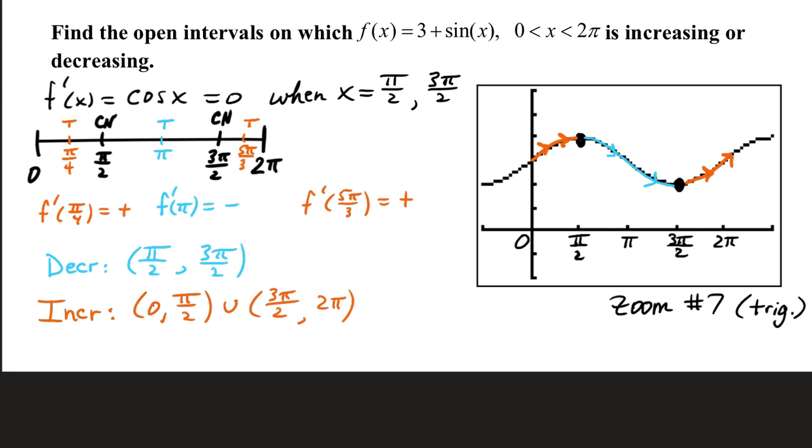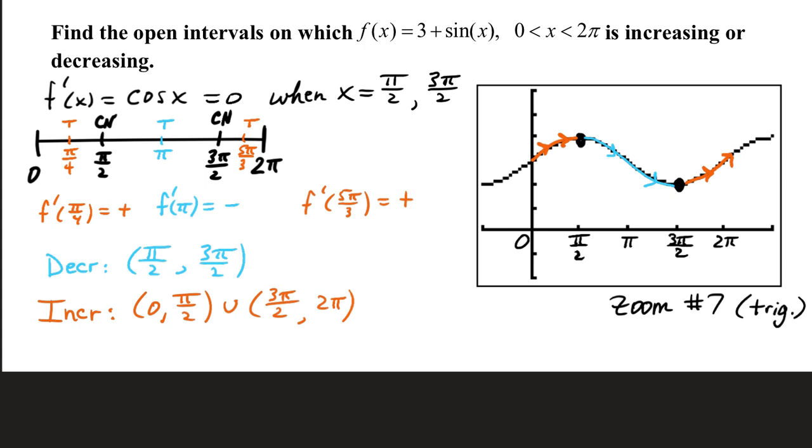Mark your number line at pi over 2 and 3 pi over 2 with CN so that you know not to use them, but those are where your intervals will be tested. Between 0 and pi over 2, I picked pi over 4. Cosine of pi over 4 is positive. In fact, it's square root of 2 over 2. If you need an exact answer, that tells us from 0 to pi over 2, our graph is increasing. That's the orange here.